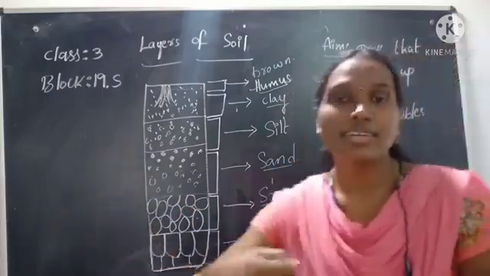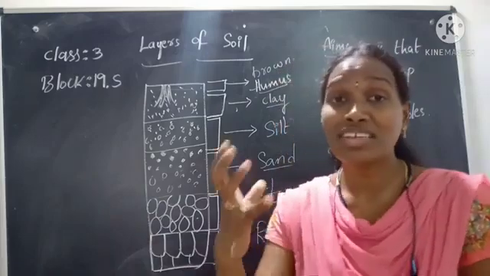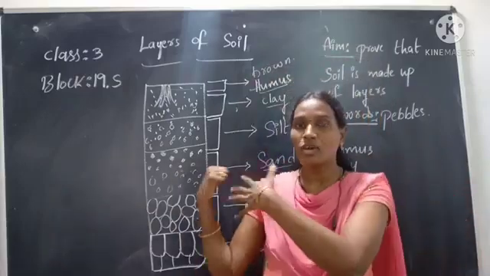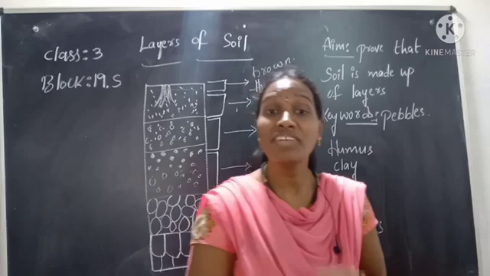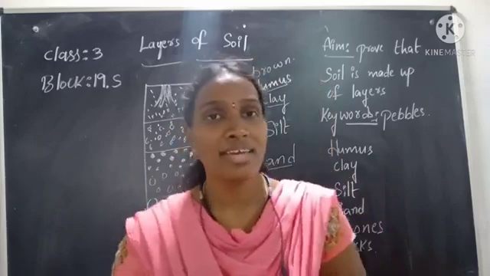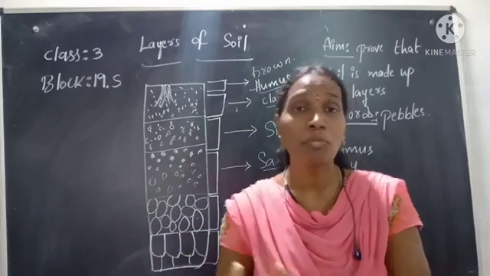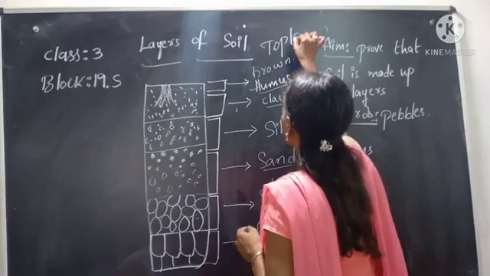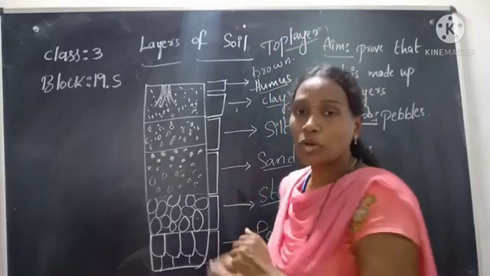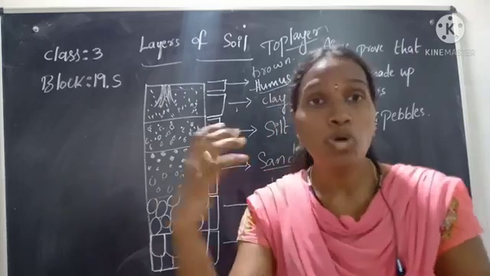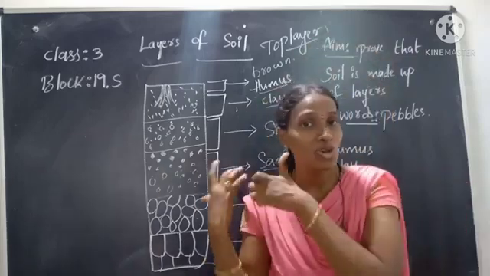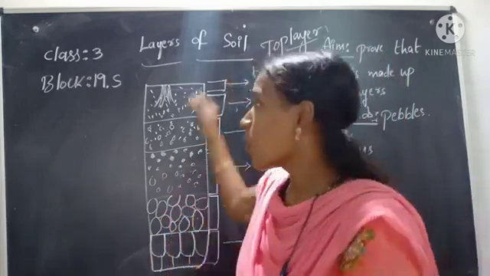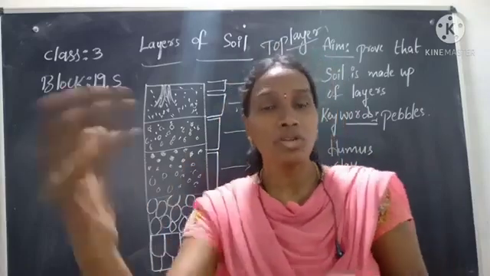And if you dig the earth very well, what will happen? You can see the big rocks also. That is the last layer of the soil. Okay children, these are the different layers of the soil. Now you can tell me which layer is important for growth of plants. Yes, the top layer. The top layer is important for growing plants because it contains so many nutrients. It is fertile and helps plants to grow.